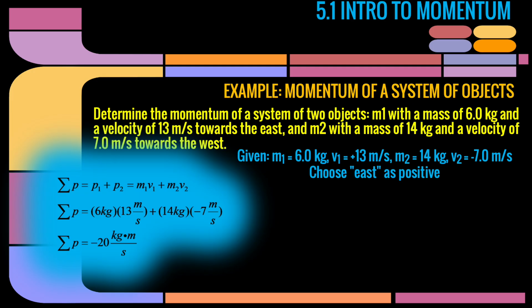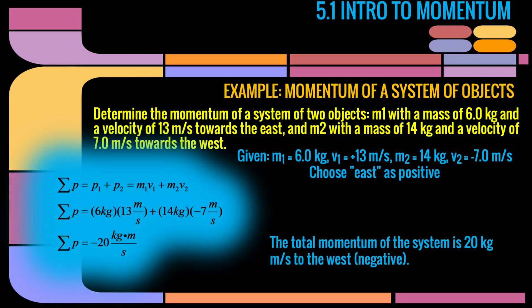When I plug things into the big equation, I have m1 v1 plus m2 v2. So I get 6 times 13, which gives me the positive, but 14 times negative 7 gives me the negative. When I add those up, I end up with a net negative 20 kilogram meters per second for the total momentum of the system. So the total momentum of the system is 20 kilogram meters per second to the west, or in the negative direction.